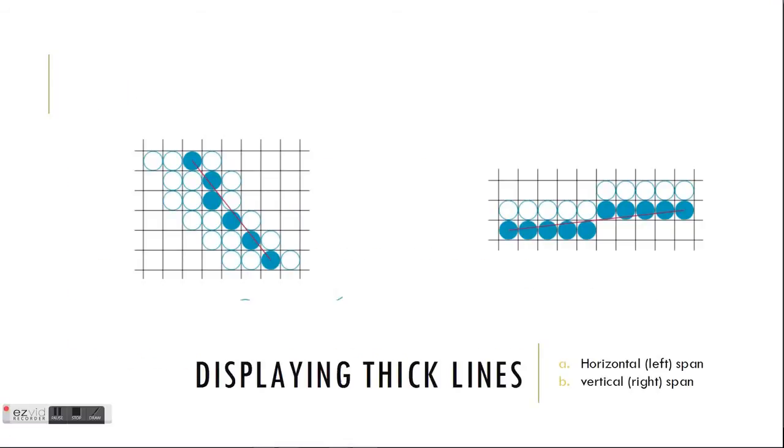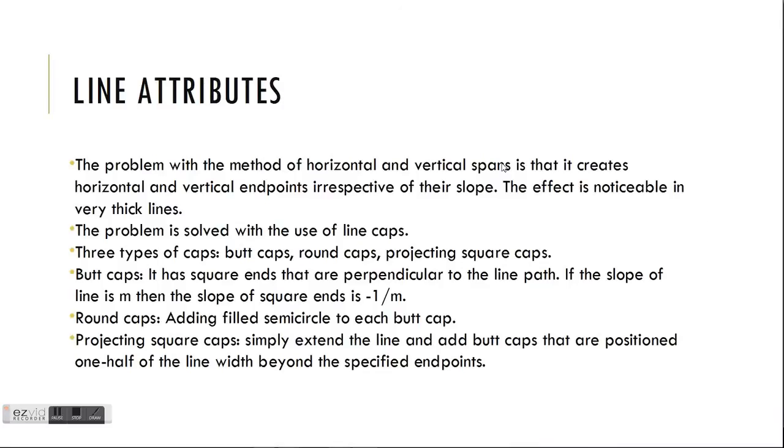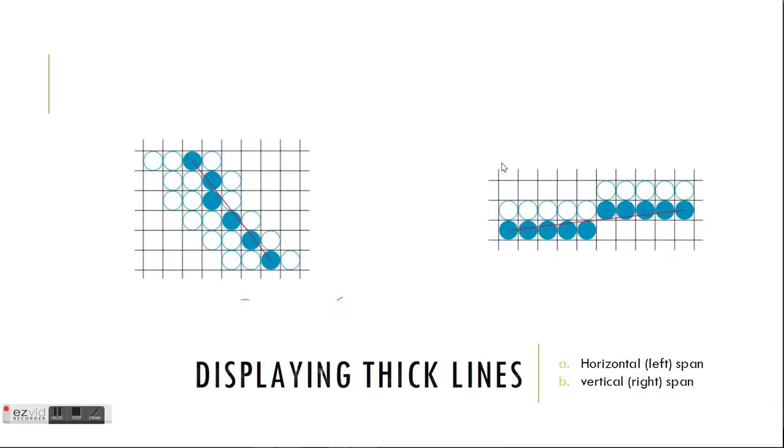Here we can observe the thick line with the help of horizontal and vertical columns. So the image A shows you the horizontal, like the blue ones are the actual line path, whereas to thicken it we can see horizontally placed pixels. In B we can see vertically placed pixels. You can also observe that these column techniques have created the endpoints for the lines which are not matching with the slope.